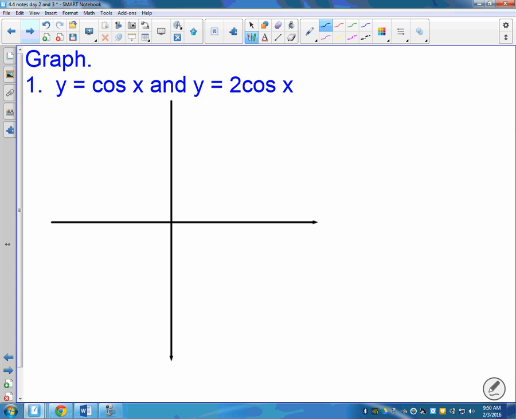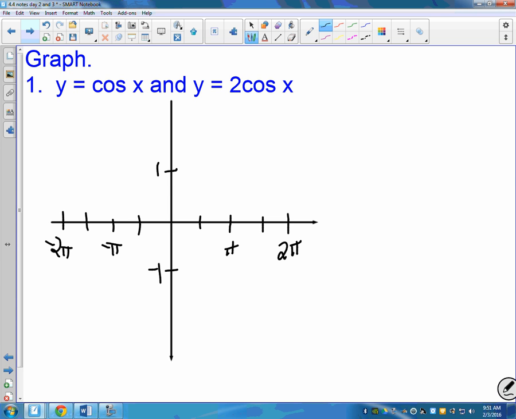Y equals cosine x and y equals 2 cosine x. Maybe you can think about what's going to happen if we put a 2 in front of this. I'm going to graph cosine really quickly. We just did it, but I'm going to do it again, all right? I'm going to graph it kind of in the background. I'm going to do my 2 pi and my pi and halfway in between. And my negative 2 pi and my negative pi and halfway in between. My 1 and my negative 1.